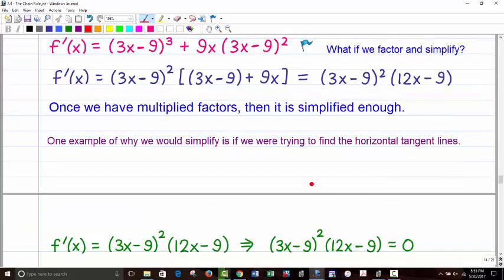Now what I'm mentioning here is if we were trying to find horizontal tangent lines, that would be the instance we would need to simplify this, because if you're setting it equal to 0, you want it to be in as simple a form as possible for factoring purposes.